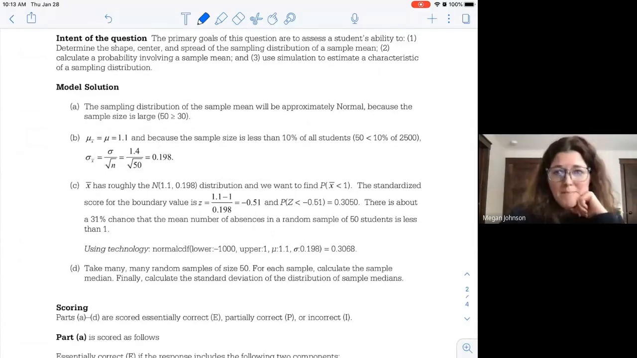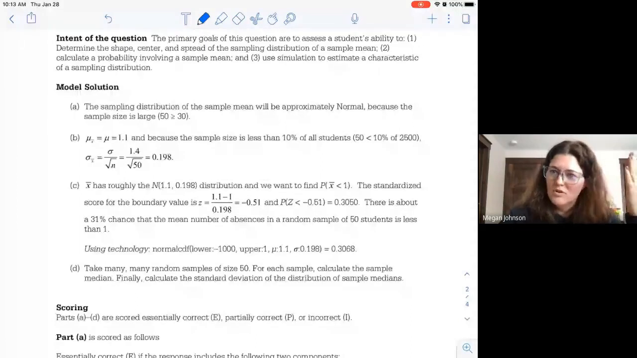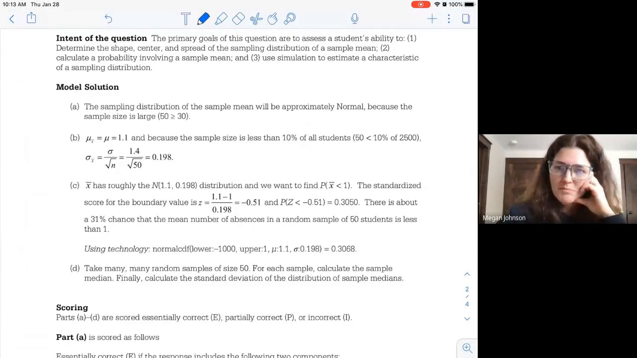Does anybody remember, how do we get to go from a parent population that's skewed right to a sampling distribution shape that is normal? How does that happen? What do we have in place? Which I'm shocked that this is not part of the model solution. But what do we have in place that allows us to do that? Does anybody remember the name of it?